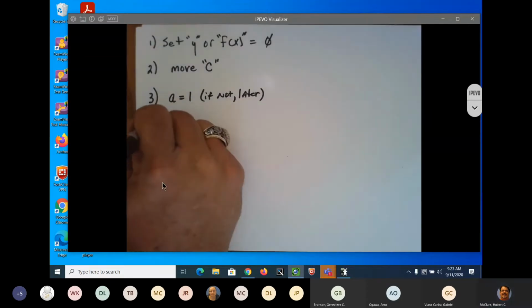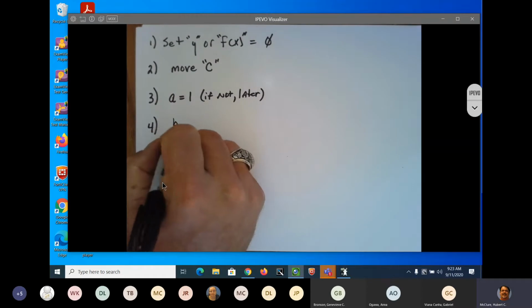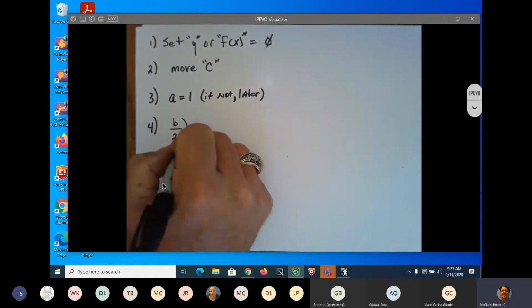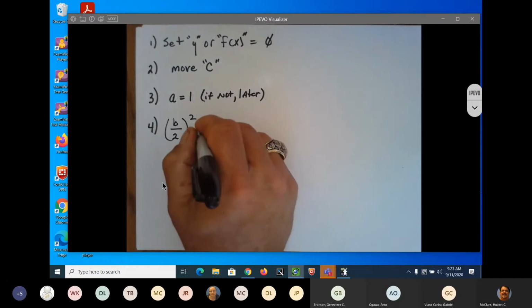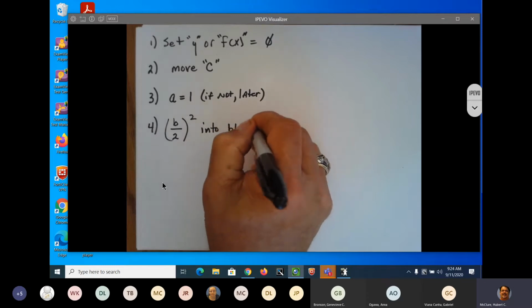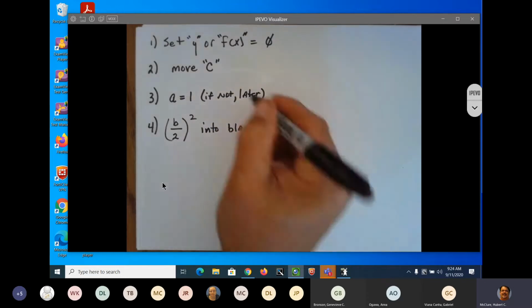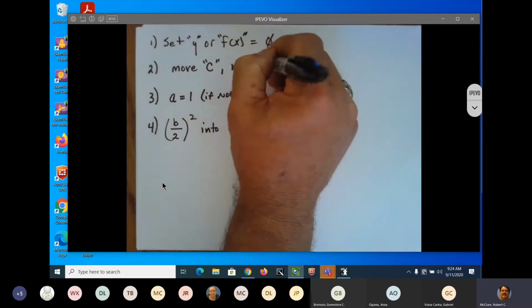4, b over 2 squared, and that goes into the blanks. And I forgot the blanks. I always forget the blanks. Move C, add blanks.